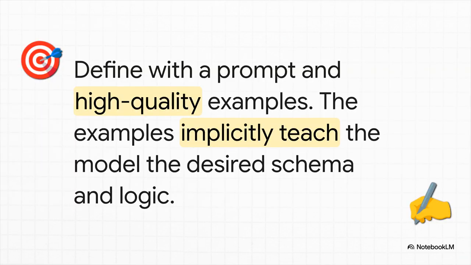Okay, step 1 is easily the most important. You know the old saying, garbage in, garbage out, right? Well, it's true here. This is where you write a really clear prompt that describes exactly what you want to pull out of the text. And then you give it a few perfect examples of the output you're looking for. These examples are those well-chosen ones we just talked about. They're what teach the model the structure and the logic you want it to follow.